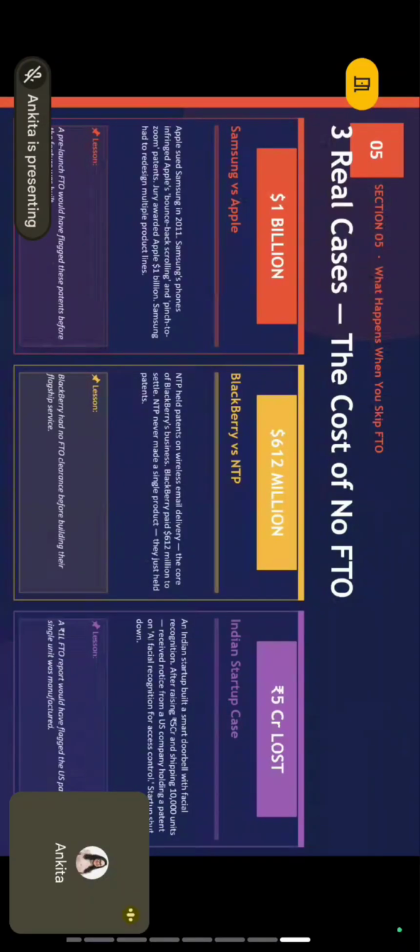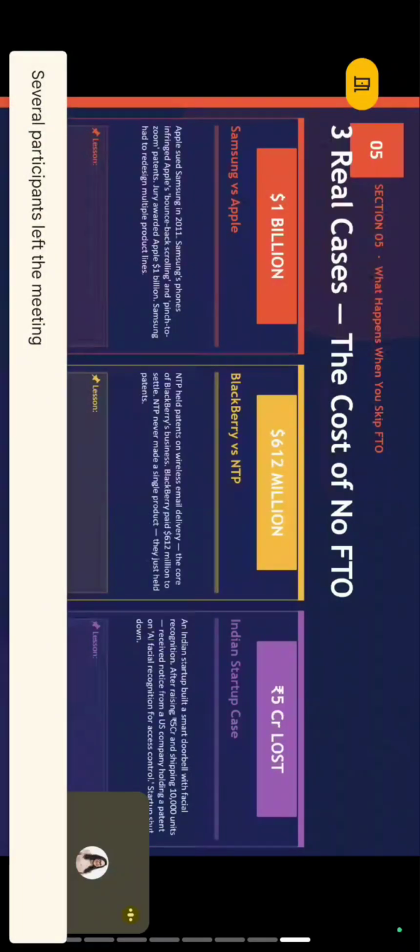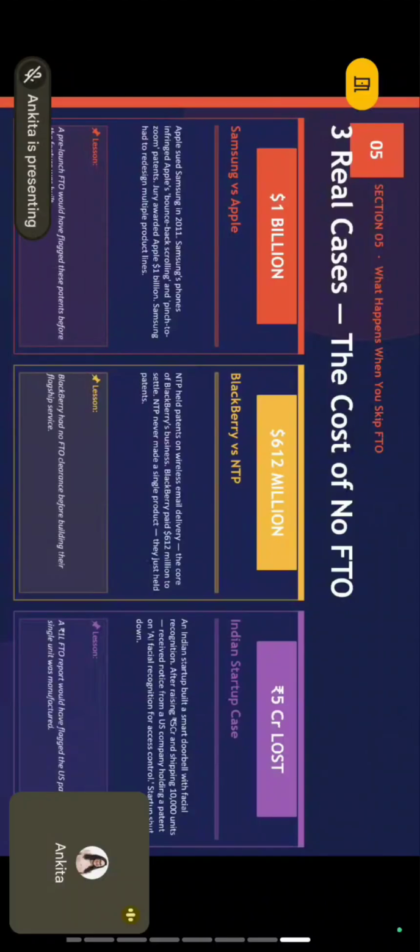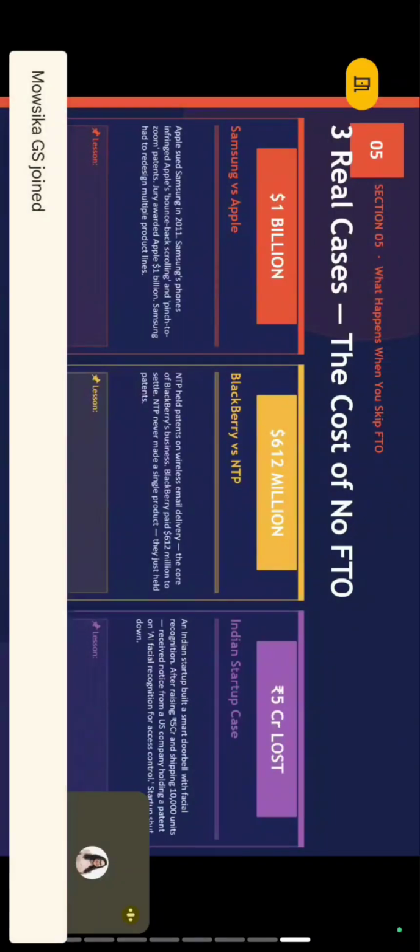And there are some other companies or Indian startups that, without FTO, have had to face a huge loss. So one Indian startup built a smart doorbell with facial recognition. And after raising 5 crore and shipping 10,000 units, they received a notice from a US company holding a patent on AI facial recognition for access control. So they had to shut down their startup.